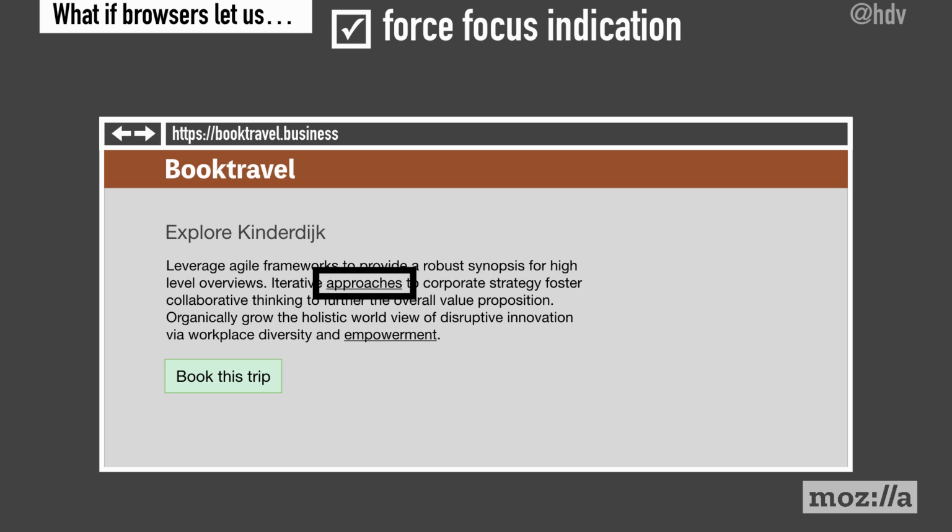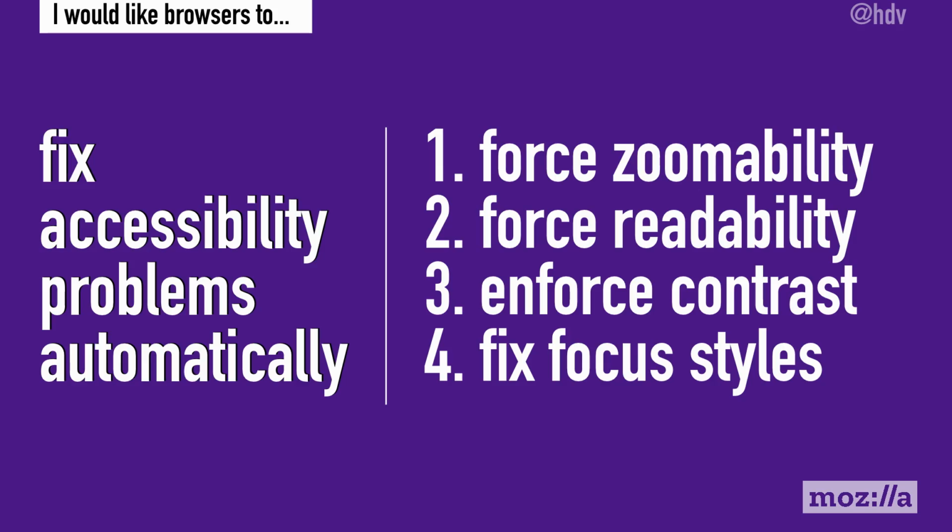So you'd have like a 10-pixel border that the browser just forces upon the website, so that someone who needs to see where their links are is able to do that, and they can browse through the links without depending on the developer or designer of the web page. So I think there's 4 things that we could do: zoomability, readability, contrast, and focus styles. That we could fix automatically, and I would love browsers to do that.